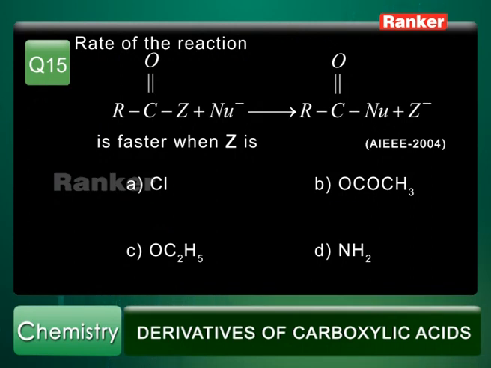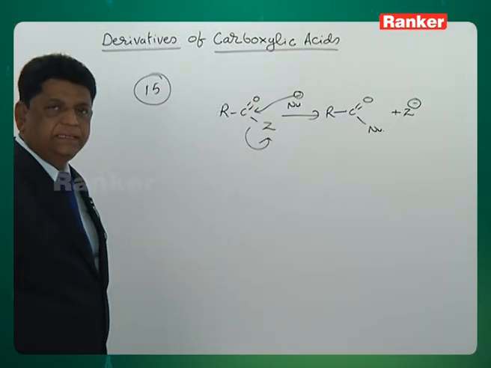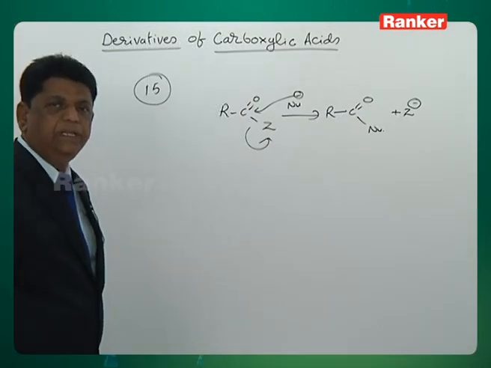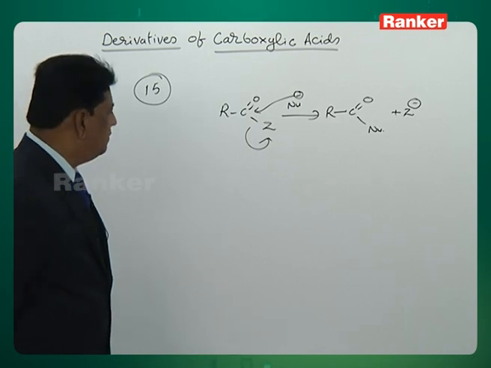The reaction is faster when Z is, option A, chlorine, option B is OCOCH3. If Z is Cl, it is called acid chloride. If Z is OCOCH3, it is acid anhydride. If it is O ethyl, option C, it is ester. Option D is amide. So, in this reaction, the order of reactivity is acid chlorides are the best, followed by the anhydrides, followed by the esters and the amides.